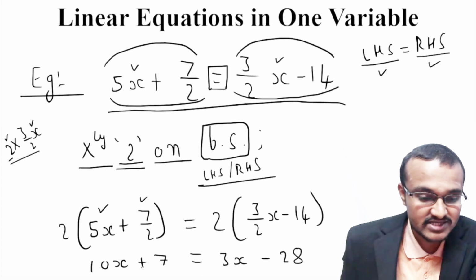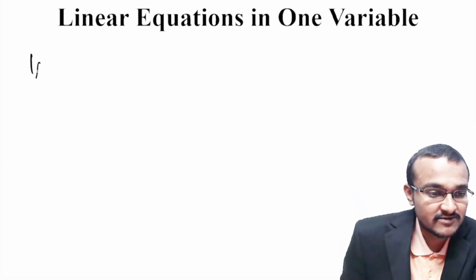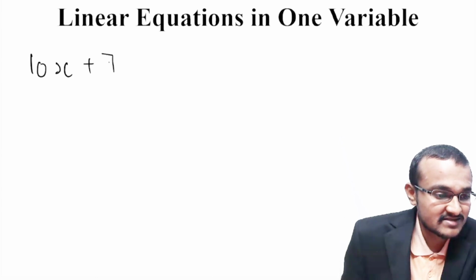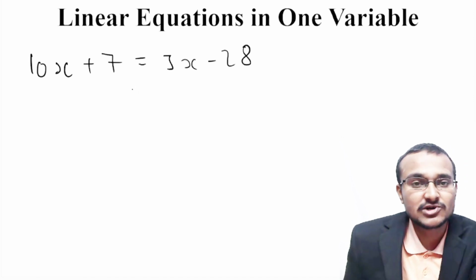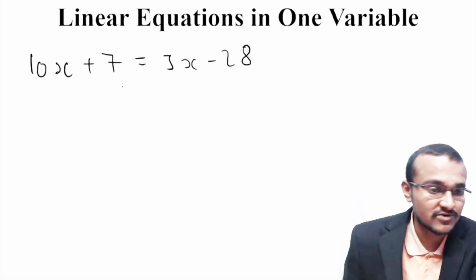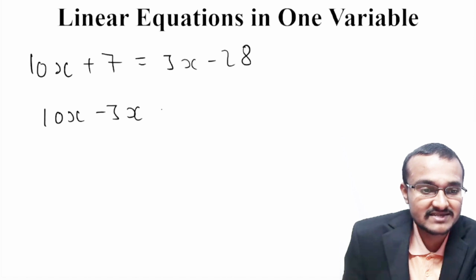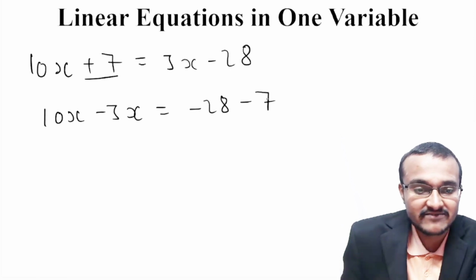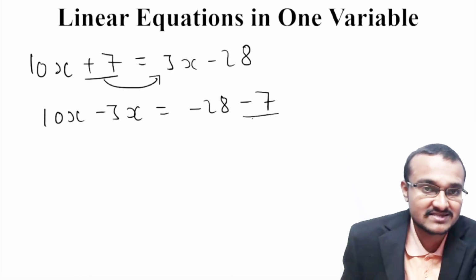So now you have got the equation 10x plus 7 is equal to 3x minus 28. So I will write that particular equation once again. 10x plus 7 is equal to 3x minus 28. Now you can easily solve this particular equation, just how I solved the previous example. Similarly, you can solve this as well. So 3x you can take to left hand side, so that will become minus 3x. 7 you can take to right hand side, so plus 7 will become minus 28 minus 7. Here plus 7 was there, when you bring it to RHS, it will become minus 7.